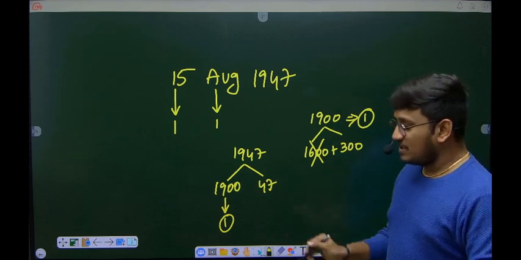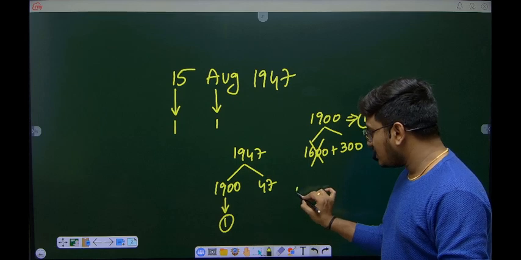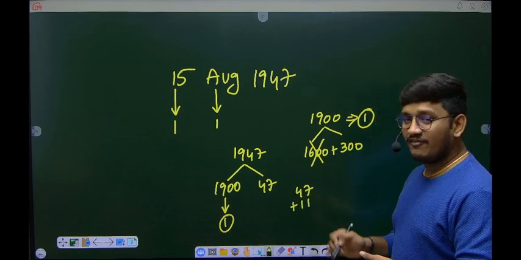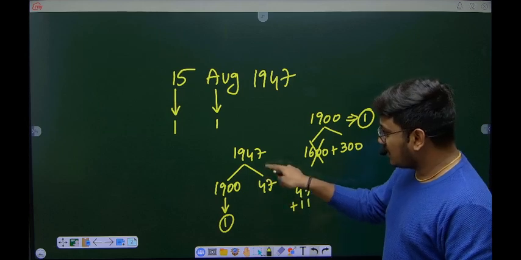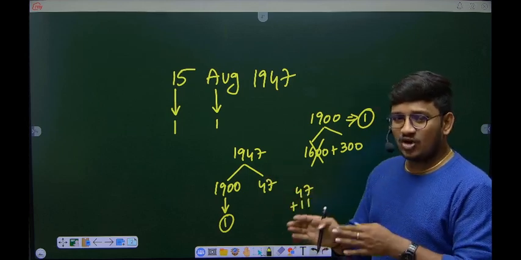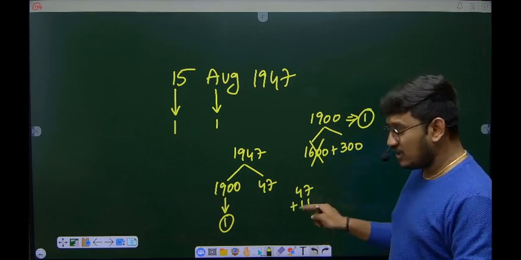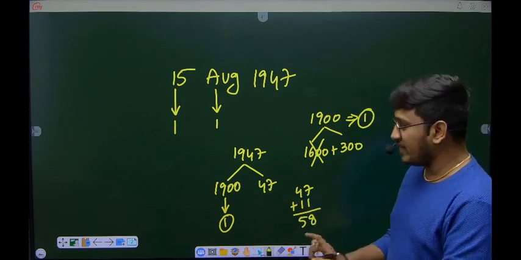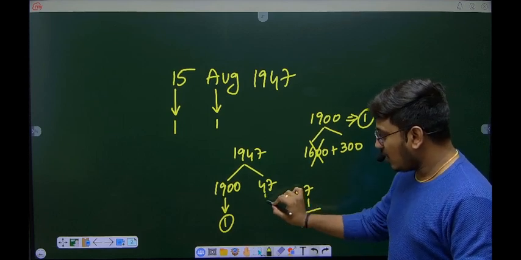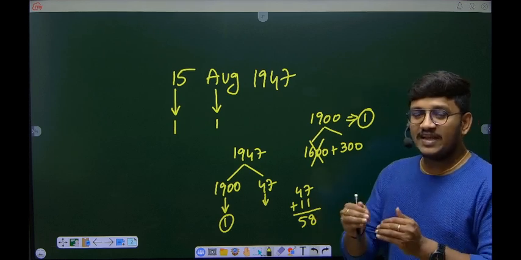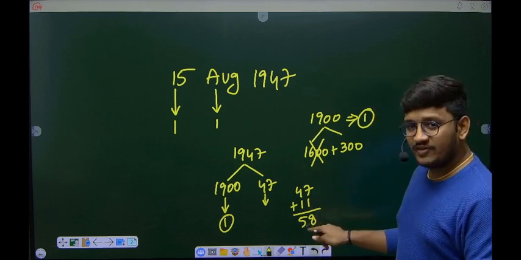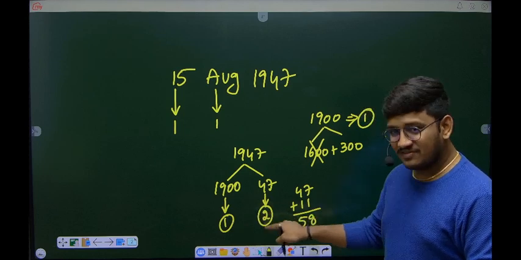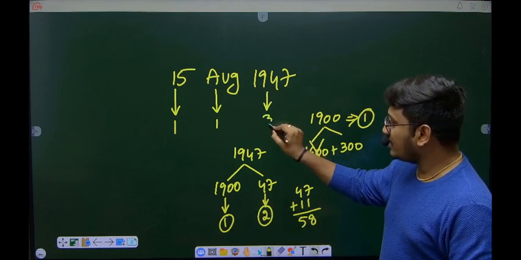Now 47 years, how many odd days? 47 plus 11 leap years. Only thing you need to do is, whatever the year left out, 47, write it as 47. Just write how many leap years are present in 47 divided by 4. So 11. Combined we have 58. Now 58 means how many odd days? 7 eights are 56. If you divide 58 by 7, remainder is 2. So 1 plus 2 gives you 3. 1947 is having 3 odd days.